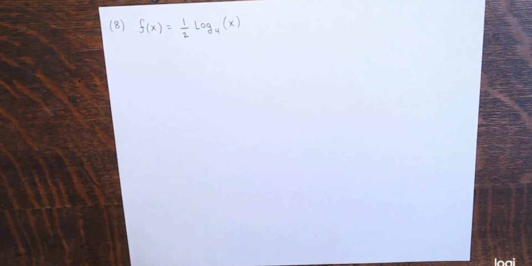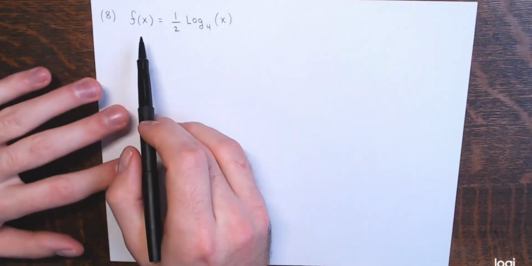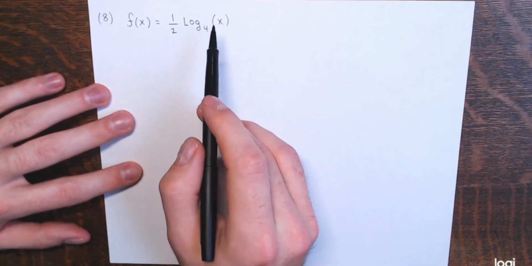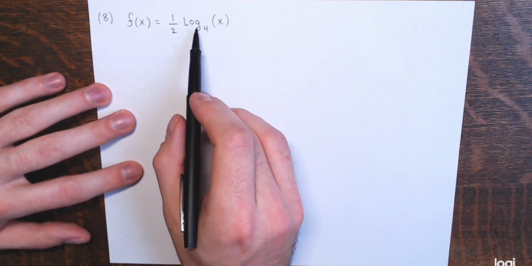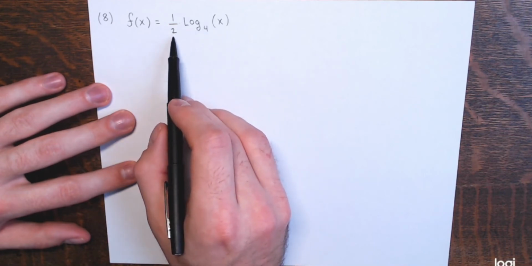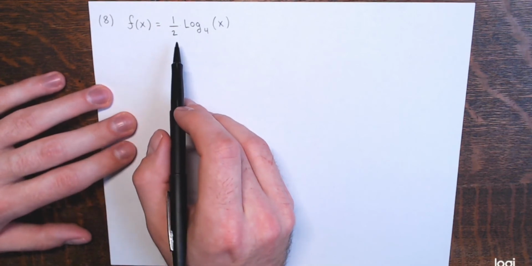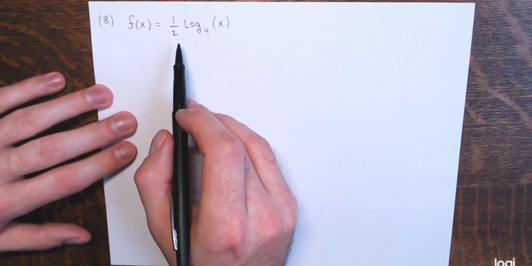All right, so example 8. F of x equals a half times the log base 4 of x. So once again, we're taking the log base 4 of x and then multiplying all the outputs by a half, causing a vertical compression by a factor of 2, or a vertical compression by a factor of a half. I've seen them both said.